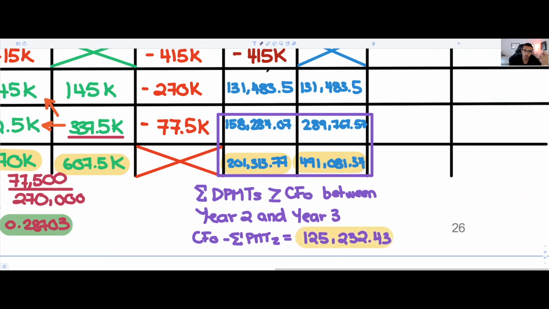Now you notice what we need to do now is simple. We're just going to go here and do 125,232.43 over the cash flow of year 3 that was discounted. So over 201,313.77, and you're going to get the difference of these two, which is equal to 0.622075812.